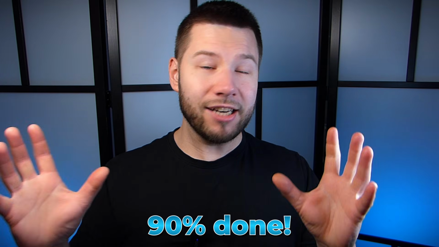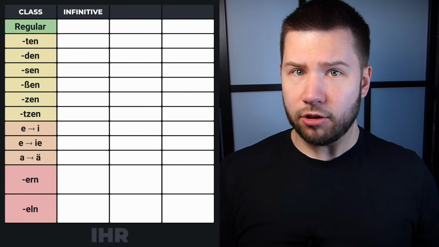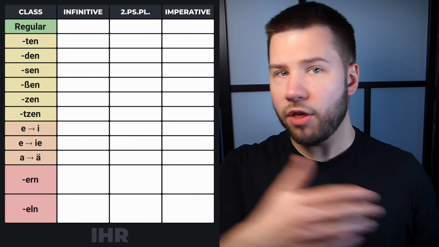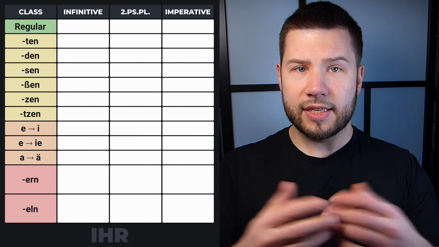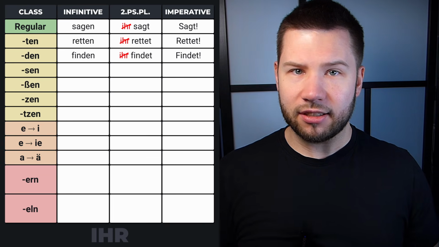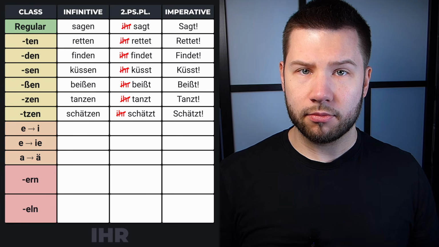Now you might be thinking, God, this video is already pretty long, how much more is there to learn? But you might be surprised by the fact that you're 90% done. The imperative for ihr, when talking to two or more people, is incredibly simple. The only thing you need to do is to use the verb in the second person plural form without the pronoun ihr. Sagen, ihr sagt, sagt. Retten, ihr rettet, rettet. Küssen, ihr küsst, küsst.